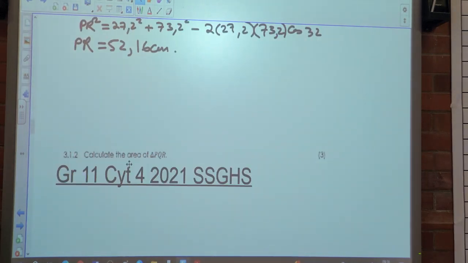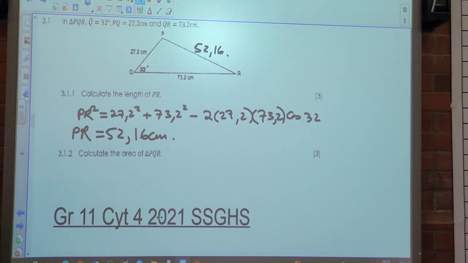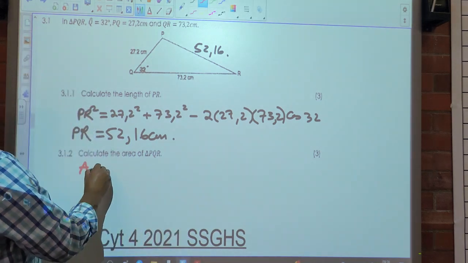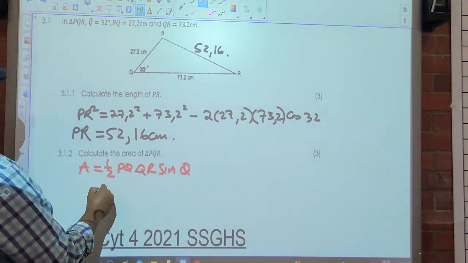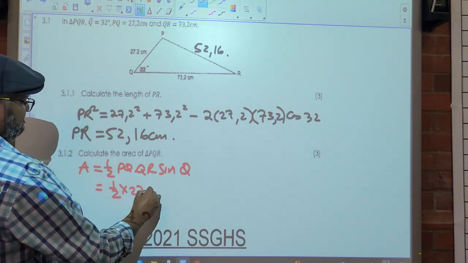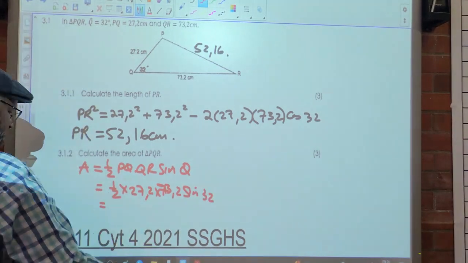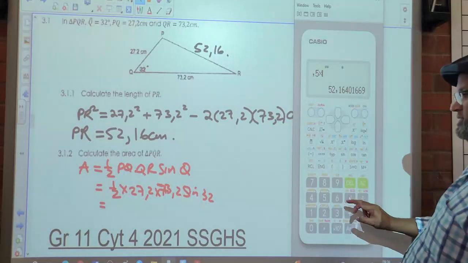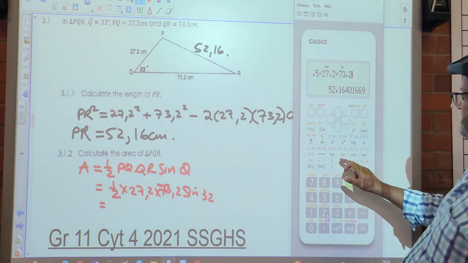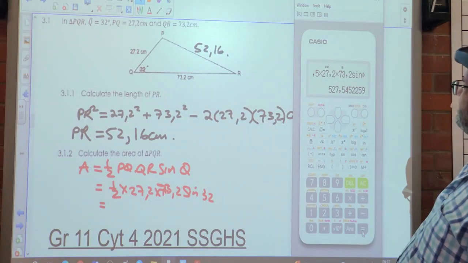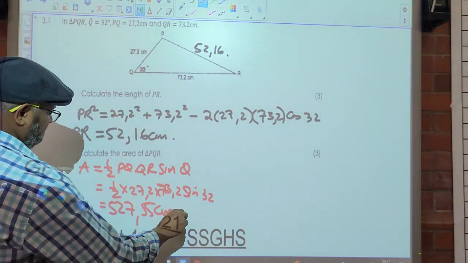Alright, let's go to the next question. The next question is calculate the area. To calculate the area, people, again we need two lengths and an included angle, which we do have. So the area is going to give you half PQ times QR sine of angle Q. So it's going to be half times 27.2 times 73.2 sine of 32. Gives you 527.55. Is that correct? Centimeters. Okay.